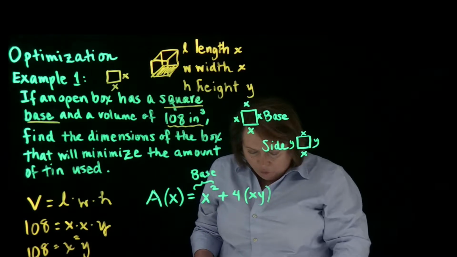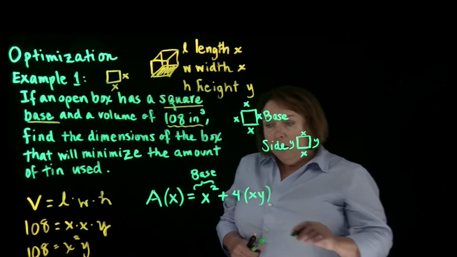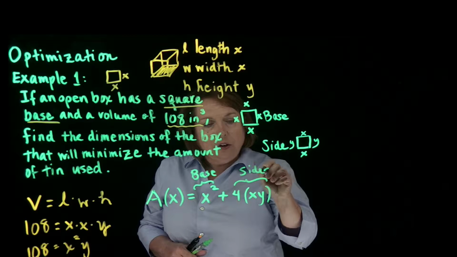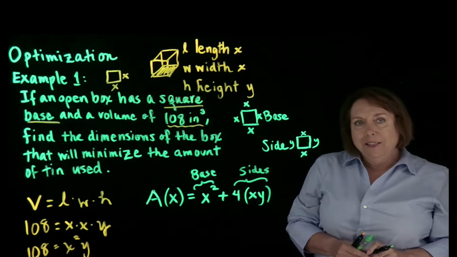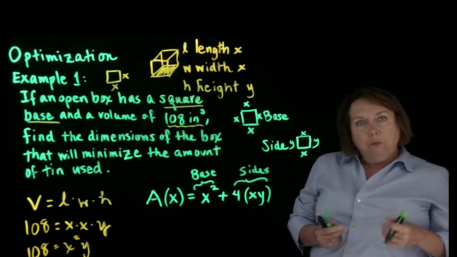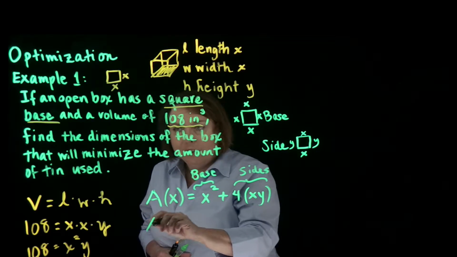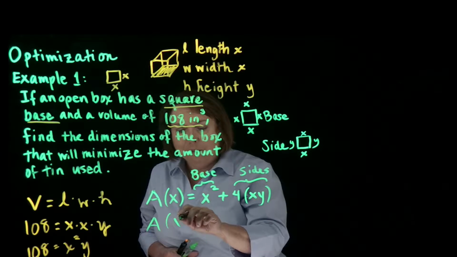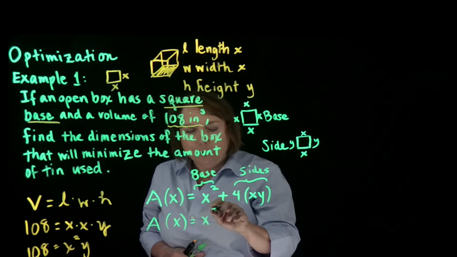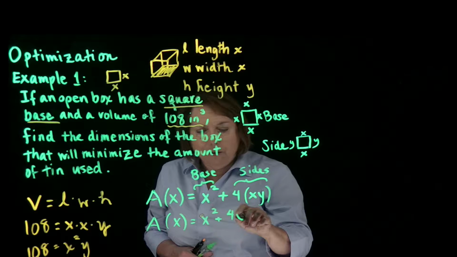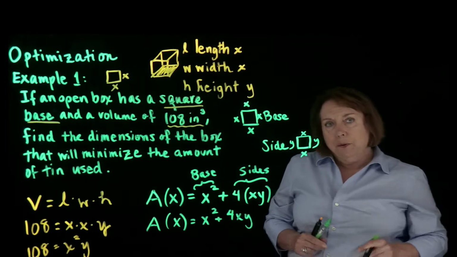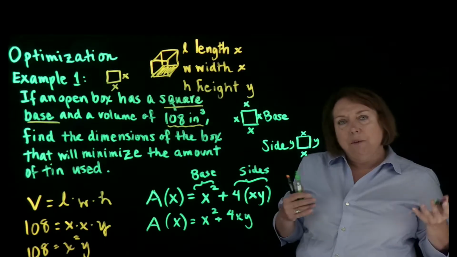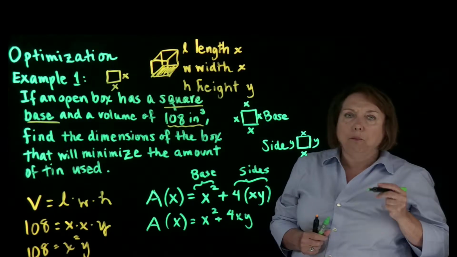And we have 4 of them. So we have an equation here for the area that we can use to help us find this, to minimize the amount of tin. The only problem is here, we have 2 variables. We have x and y. We don't want to use implicit differentiation. It's not going to help us here.